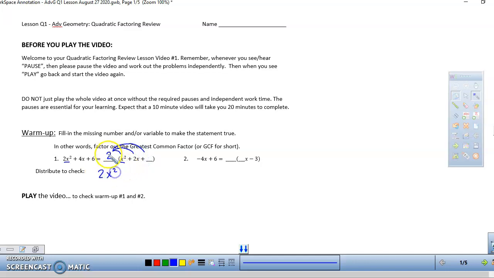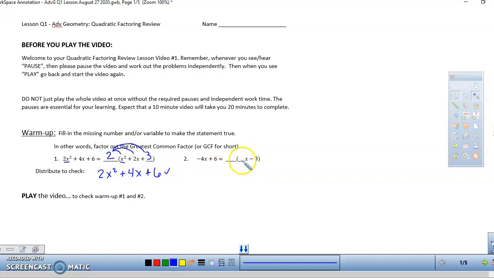So here we get 2x squared. 2 times 2x is 4x. So we're good so far. And then we need a 6. So obviously 2 times 3 would be the 6. And so as long as when you distribute, you get a match to the original expression, then you know that you have checked it out and it's good. So the first blank is a 2, the second blank is a 3.